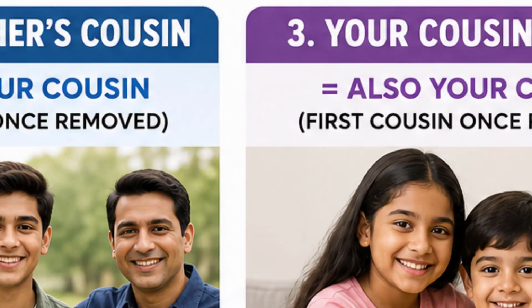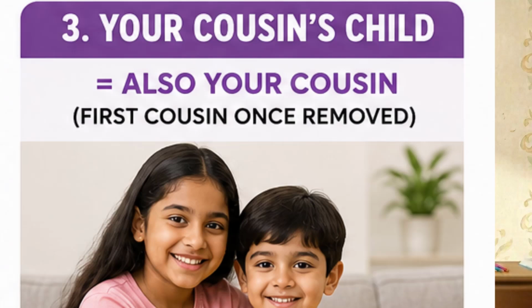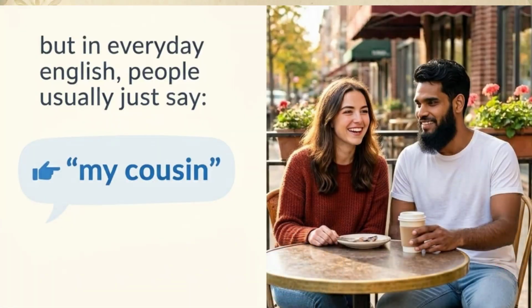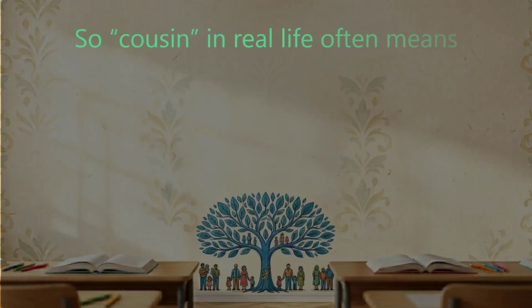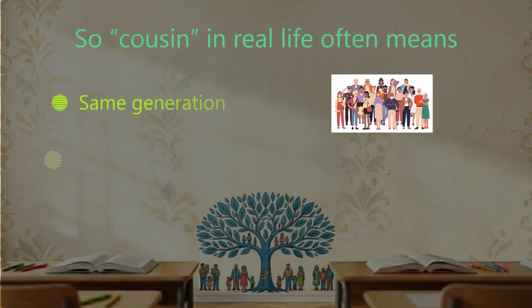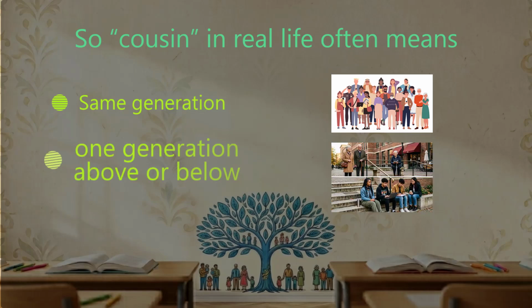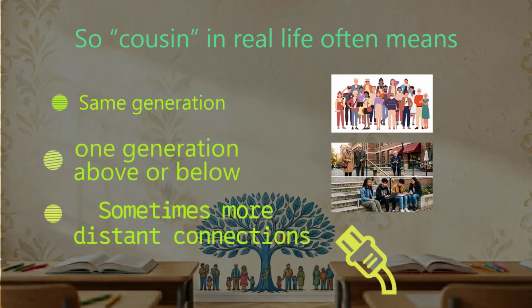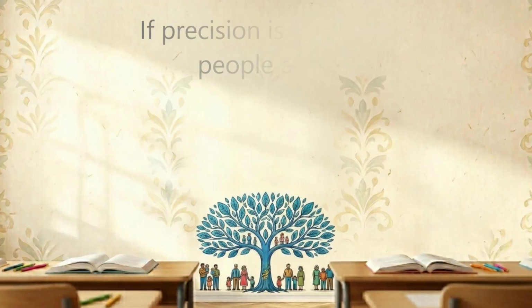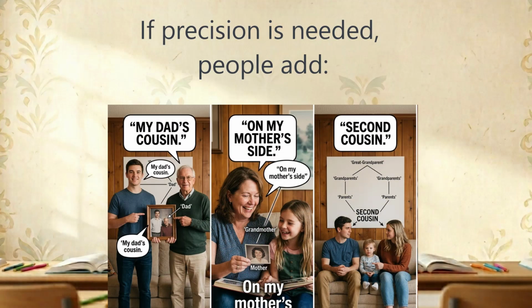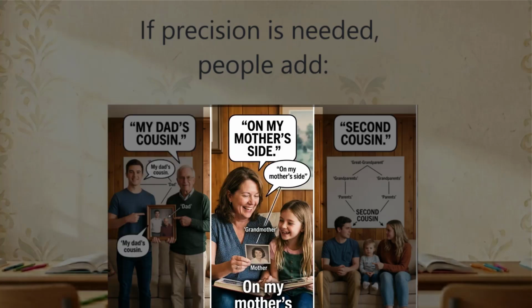Your cousin's child, also your cousin, again, once removed. But in everyday English, people usually just say, my cousin, even if the relationship is not the same generation. So cousin in real life often means same generation, one generation above or below, sometimes more distant connections. If precision is needed, people add, my dad's cousin, on my mother's side, second cousin.